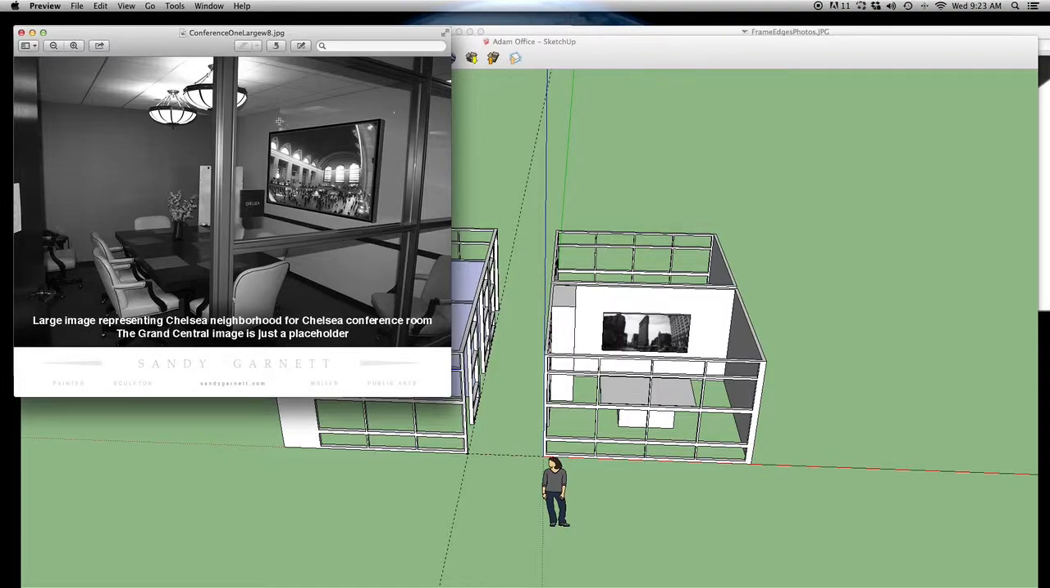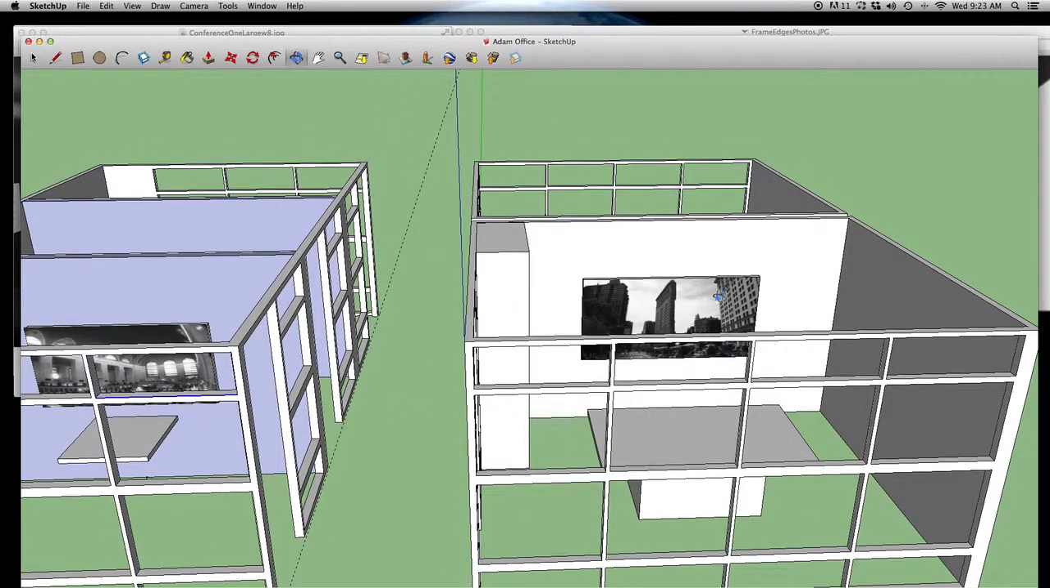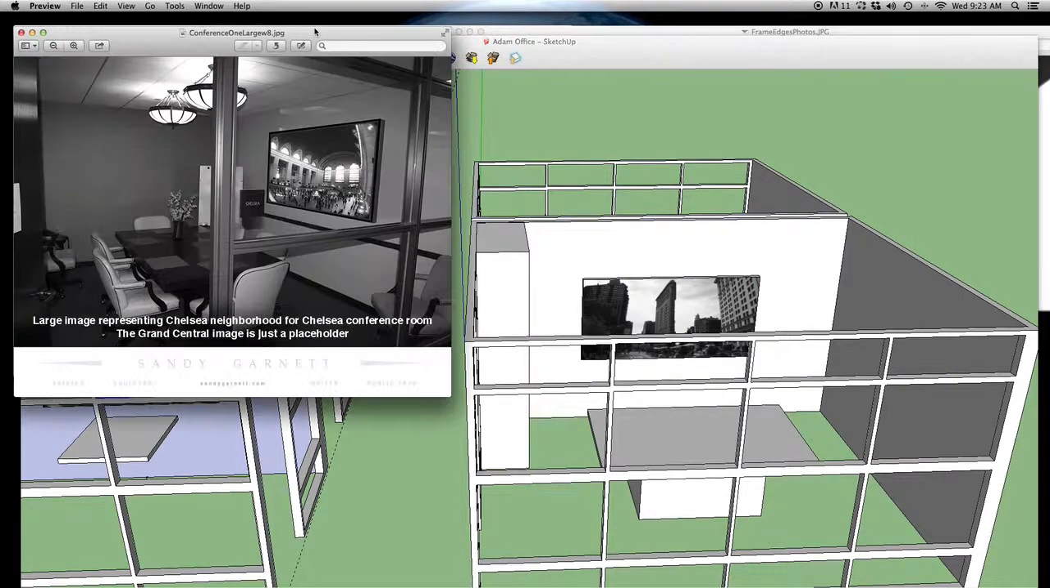And that scale is represented here. Obviously this is the Chelsea conference room, so we would have an image that I would shoot that would represent Chelsea. This is simply a placeholder, but dimensionally, this is the same dimension as the one that you like in this image.